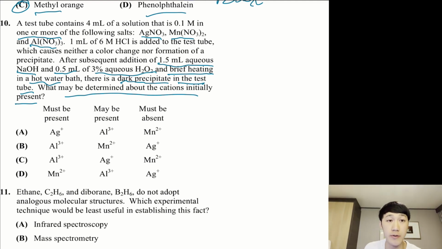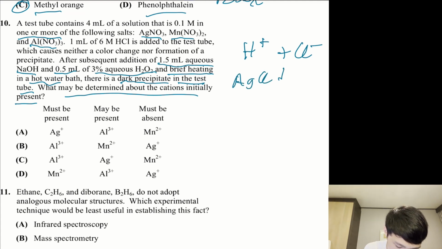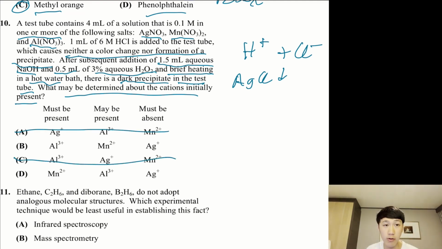So this is a question of descriptive chemistry and what type of precipitates form. In the first part of the reaction, we're adding HCl, so both protons and chloride ions go into the solution. Silver chloride is a very common precipitate, a white precipitate, and if there was any silver in solution, we would expect a precipitate to form. But the reaction tells us that neither a color change nor formation of a precipitate occurs when HCl is added. So we know Ag+ must be absent from solution. So with that, we know that either B or D is the correct answer.